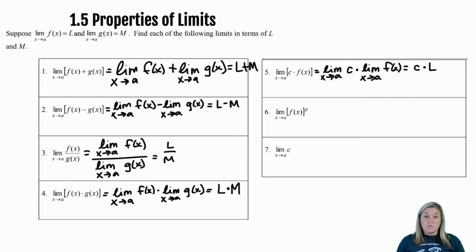Same thing when you take the limit of something to a power. It's still going to be whatever the limit converges to, to that power. So you end up with L to the p power. And then this we talked about a while ago: the limit of c, any constant, is just going to be c. It's just whatever that constant ends up being.